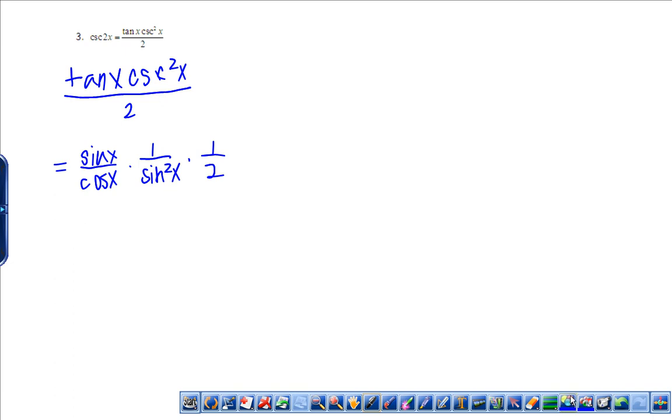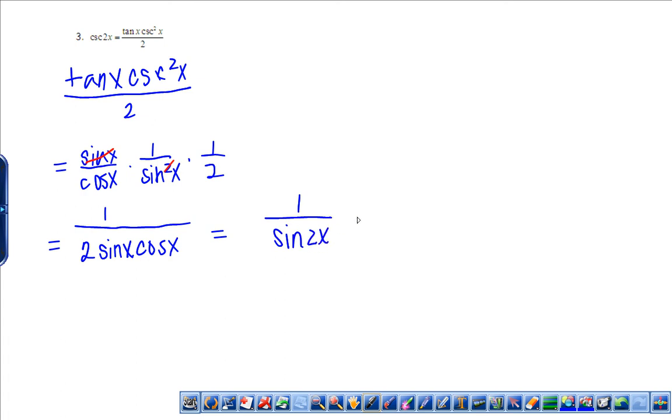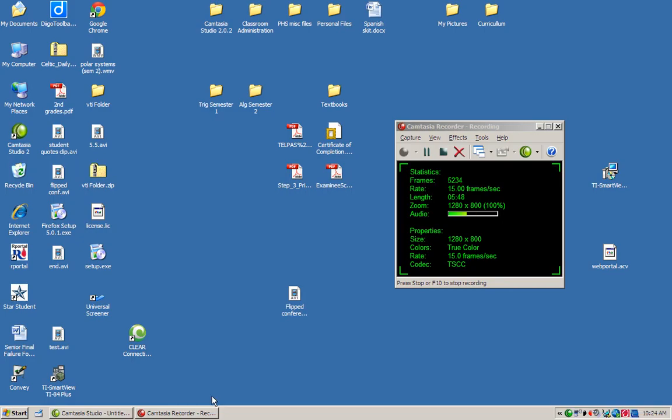Let's see. I can simplify one of my sines. So I now have 1 over, just rewriting, I have a 2, I have a sine, and I have a cosine. And I rewrote it because I know that 2 sine cosine is the same thing as saying 1 over sine of 2x, which is the same thing as saying cosecant of 2x. And again, if y'all saw that a different way, that's totally fine. Okay, bring questions to class.